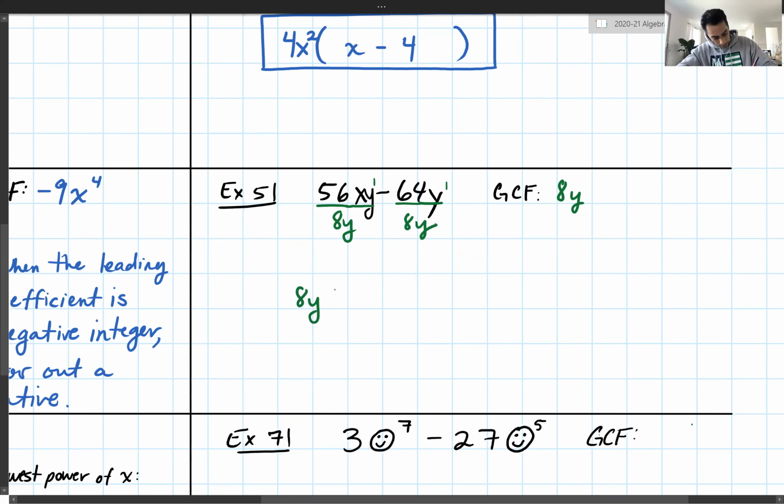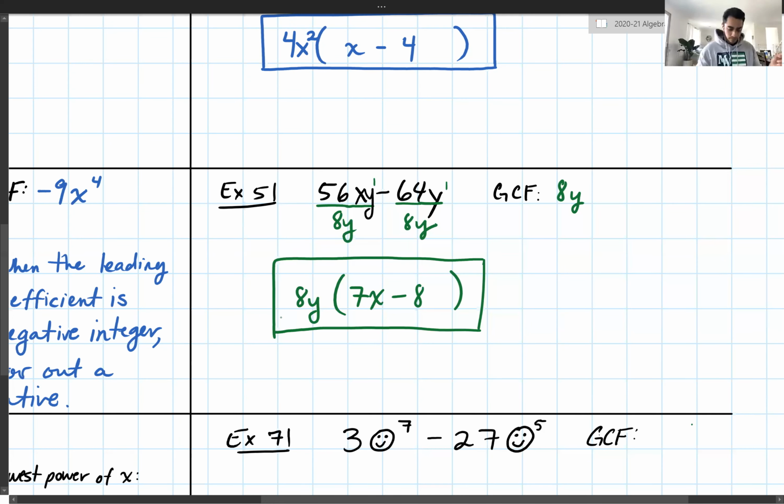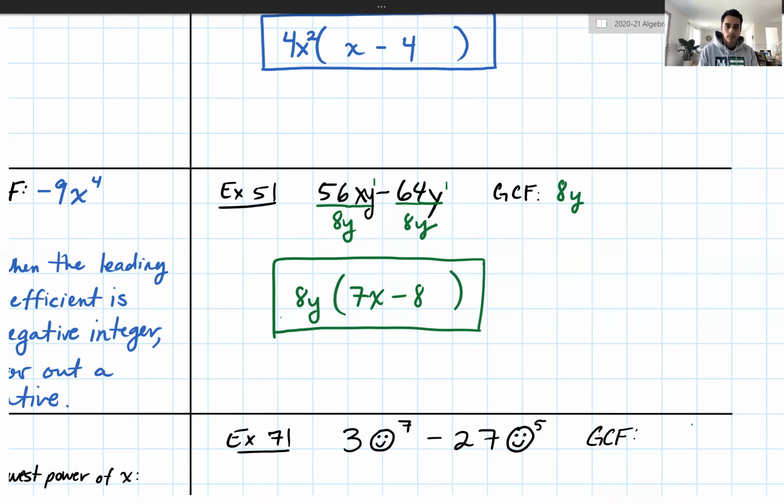So 8y goes to the outside of my parentheses. 56 divided by 8 gives us 7. Y divided by y cancels. So then we're just left with 7x. 64 divided by 8 would be 8. Y divided by y would also cancel. So we would be left with this as our final expression. Any questions on number 5?